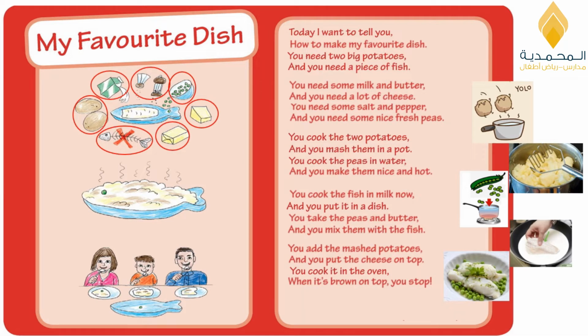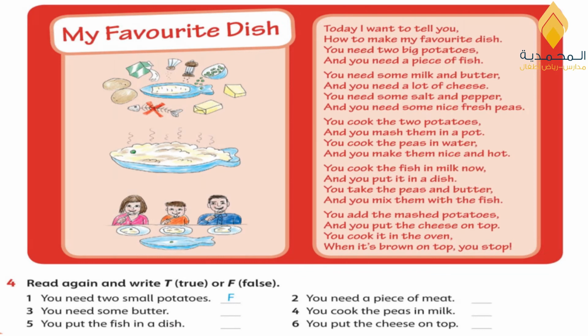So, did you know what is the dish? Excellent. Fish. Now, let's answer exercise number 4 in the same page. Read again and write true or false. Number 1, you need 2 small potatoes. False. We need 2 big potatoes.